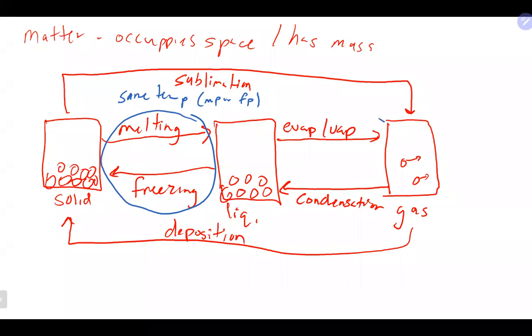Same thing happens with the process of evaporation and condensation. It also occurs at the same temperature. That is what is sometimes referred to as the normal boiling point of a substance. And once again, that does happen at the same temperature. So for example, using water again, that's 100 degrees Celsius for water.